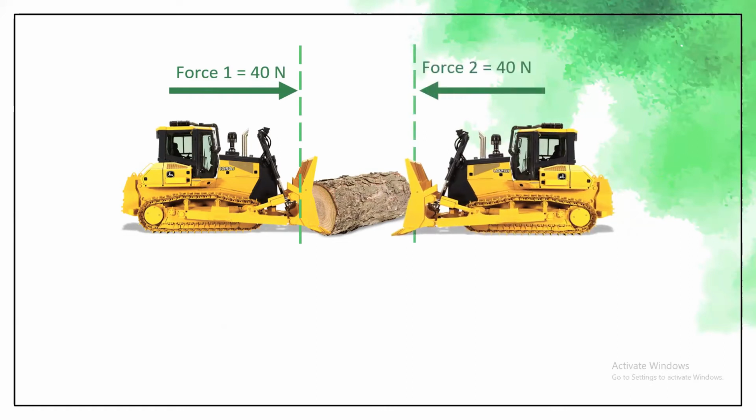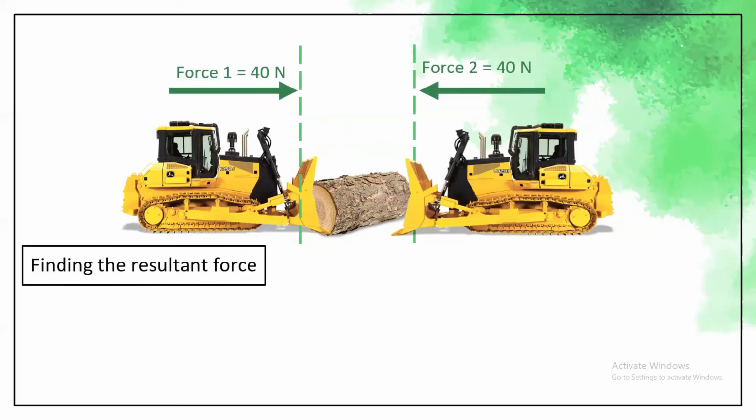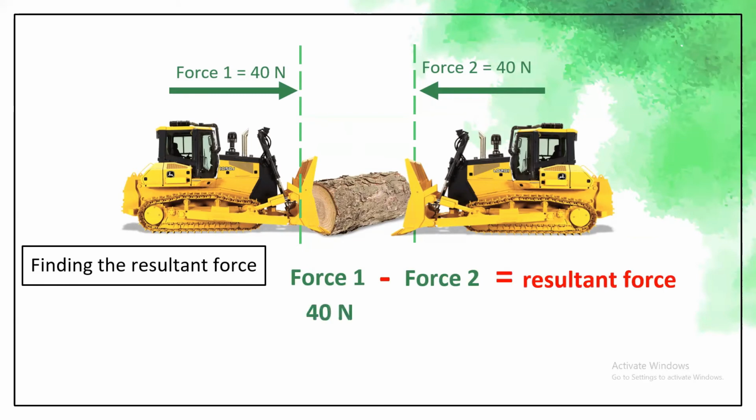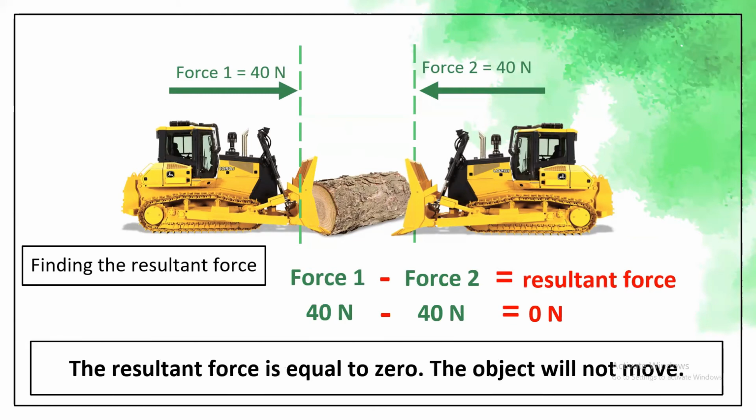So as you can see, they have the same size, same exerted force on the same object, but in opposite direction. So how do we get the resultant force? Again, we have to subtract force 1 to force 2 to get the resultant force. Force 1 is 40 Newton and force 2 is 40 Newton. 40 Newton minus 40 Newton is equal to 0 Newton. So our resultant force is 0 Newton. The resultant force is equal to 0 and the object will not move.